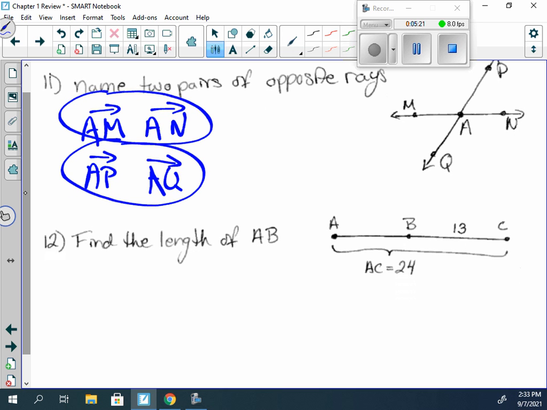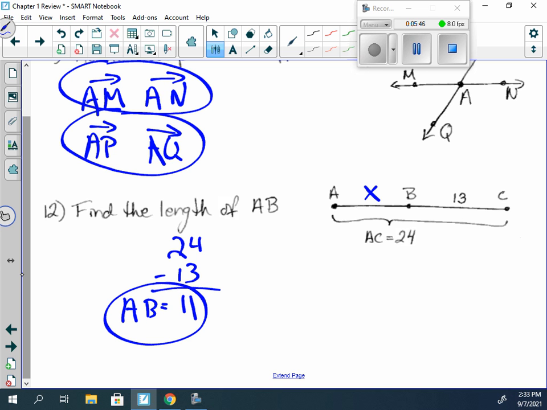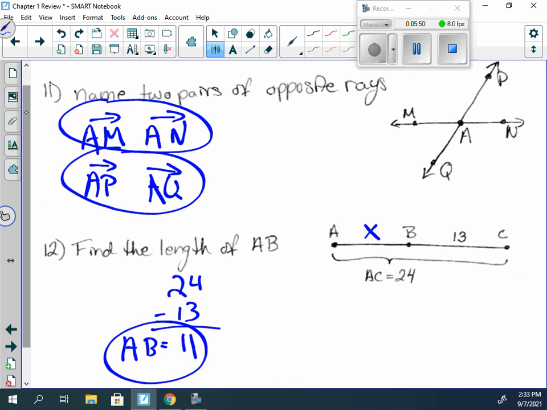Now the next one, find the length of AB. Well, the whole length of AC is 24. The distance from B to C is 13. So if I want to find the length from A to B, well, the length from A to B plus BC gives us the whole thing. So I could take 24 and subtract 13, and 24 minus 13 is? So AB is 11. Any other questions on 11 or 12?